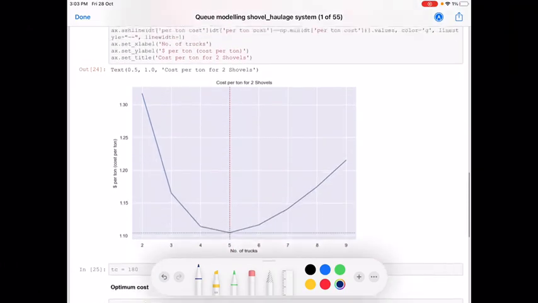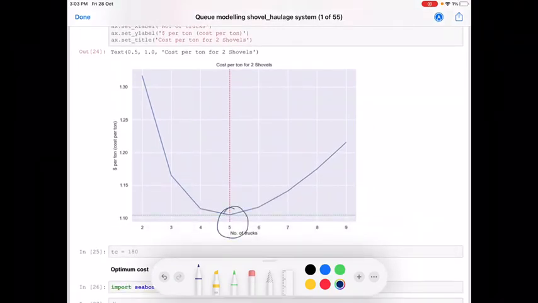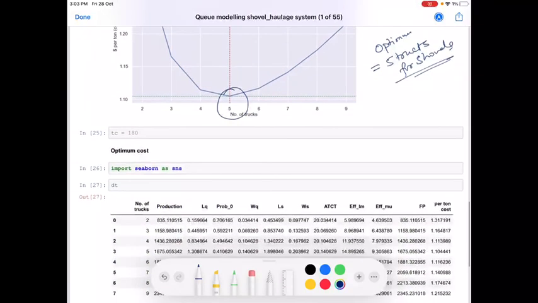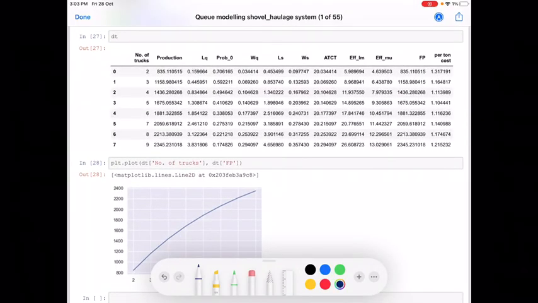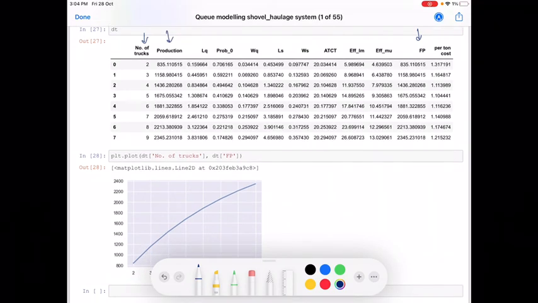Then I have plotted this cost. You can see that at 5 trucks you will be getting the minimum cost per ton. So the optimum fleet size will be 5 trucks for 2 shovels. So this is how you can calculate the optimum fleet size. This is the data frame showing various calculations. This is the number of trucks and this is the production. You can calculate the production and you can also calculate the per ton cost. It is minimum for 5. You can see here, minimum for 5.